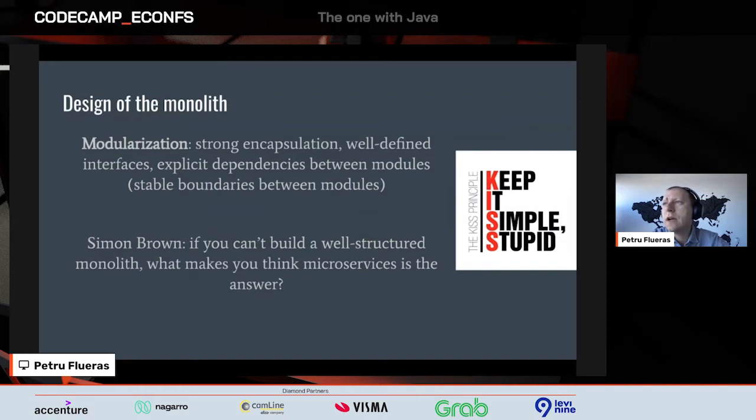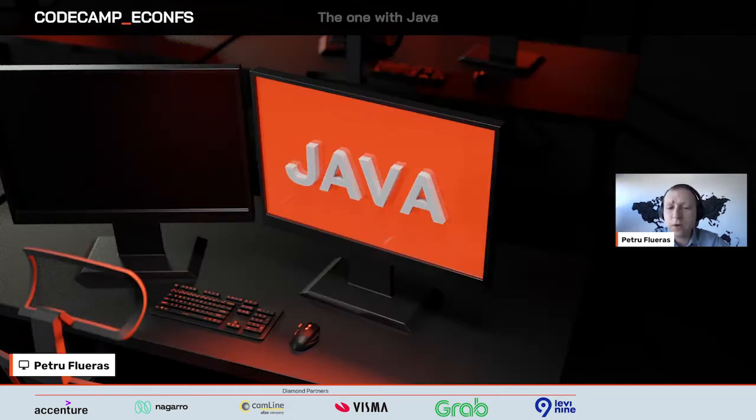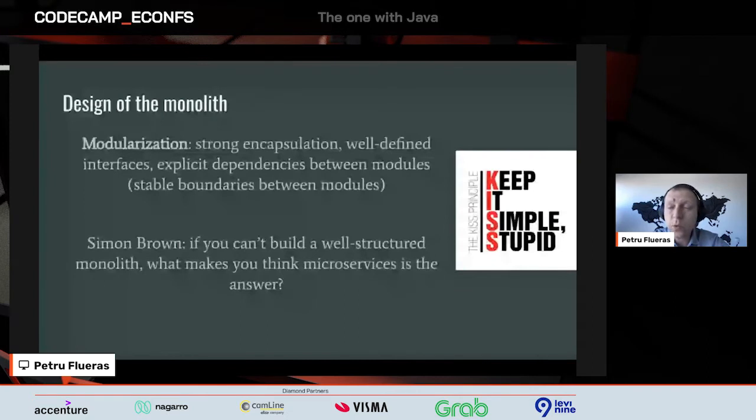Okay, so we decided that in our journey we will go with the monolith, but then how do we structure this monolith? So the answer to this is modularization. Strong encapsulation, well-defined interfaces, explicit dependencies between modules. And we need stable boundaries between these modules. This is nothing new. We all know it from the very beginning.